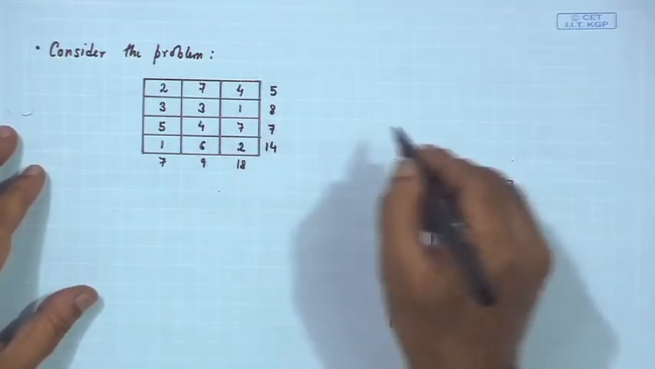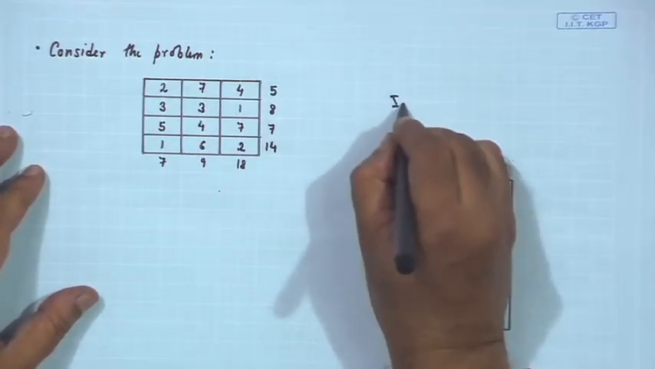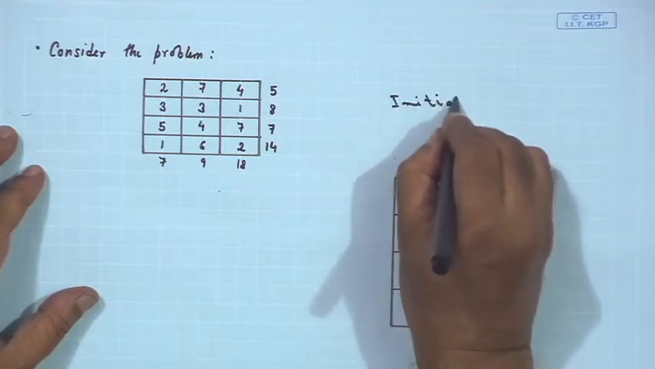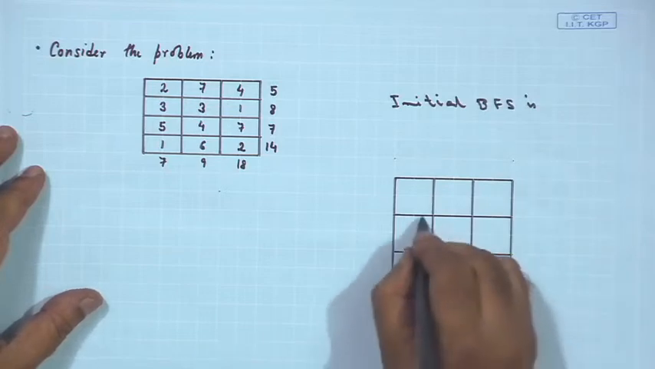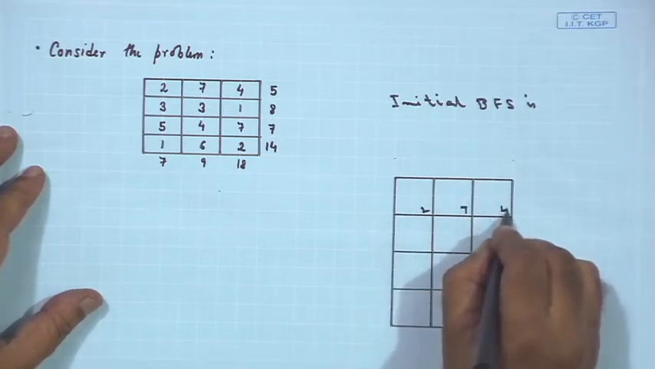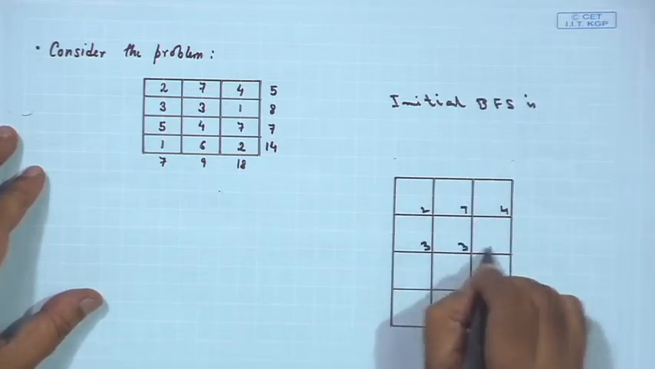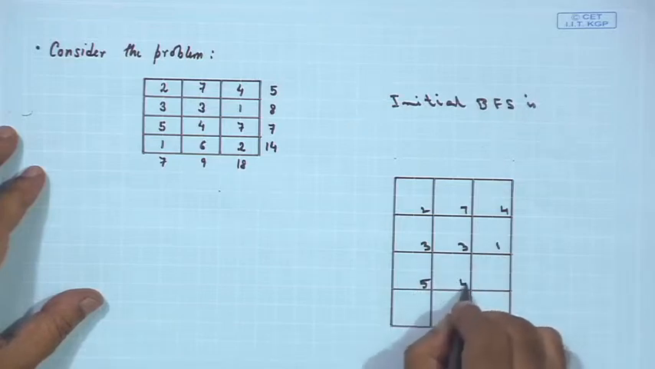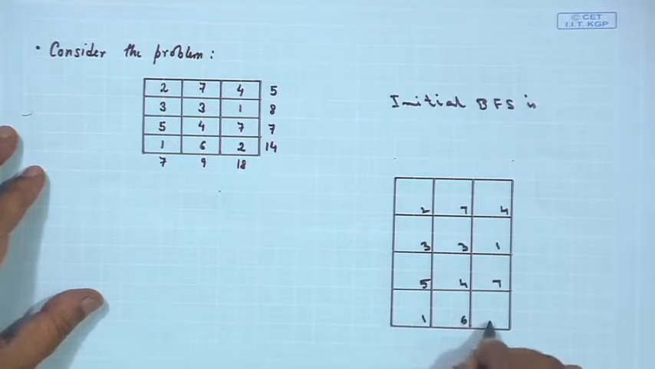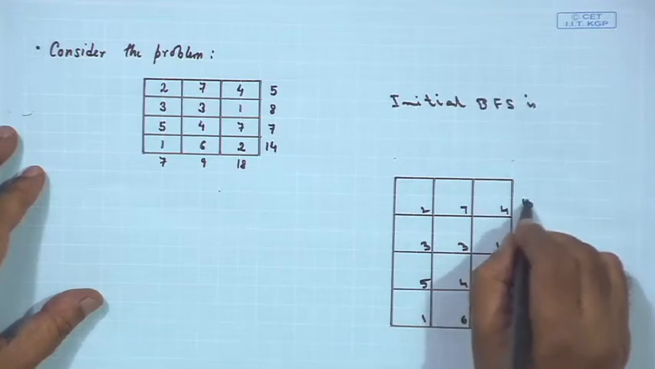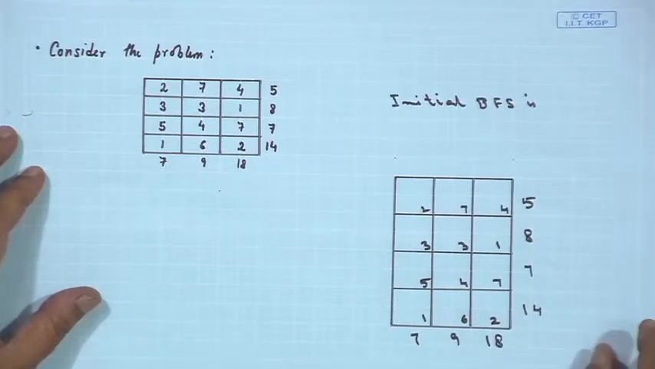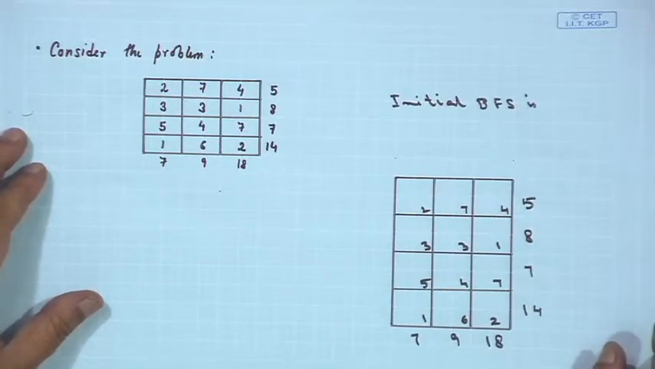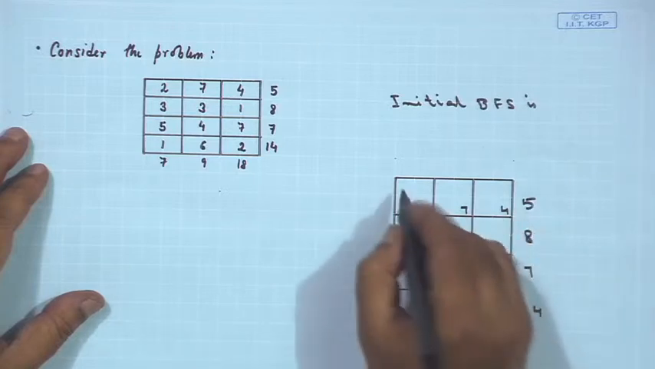this is given. Your initial BFS will be 2, 7, 4, 3, 3, 1, 5, 4, 7 and 1, 6 and 2. Here it is 5, 8, 7 and 14, 7, 9 and 18. Your initial basic feasible solution is this one.